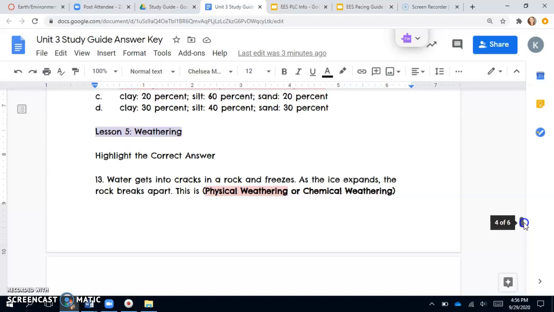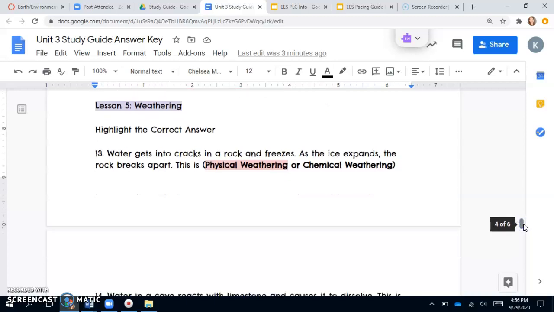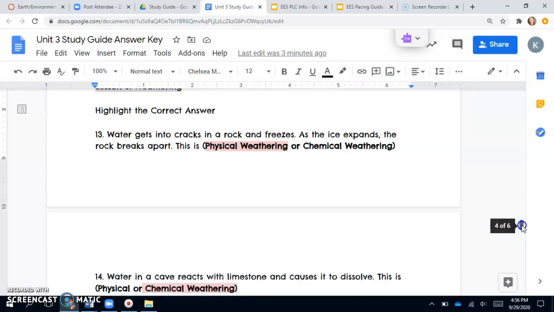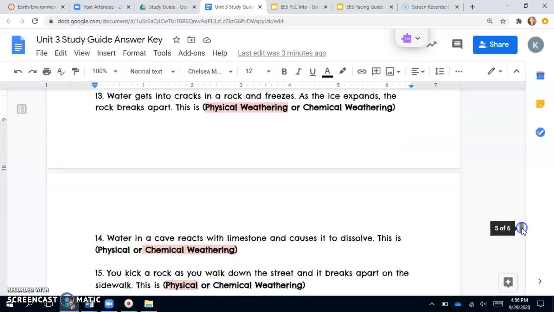So moving on to lesson 5, which was weathering. And I think here is where I will finish this video and then start another one to finish off our study guide. So weathering was our lesson on our chemical versus our physical weathering. So there are just a few examples here, and we need to decide whether they are chemical or physical.